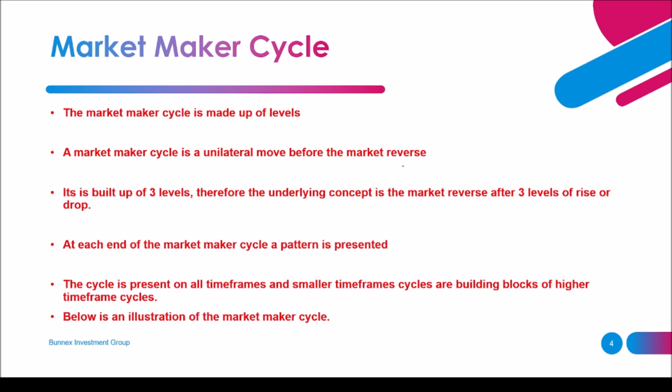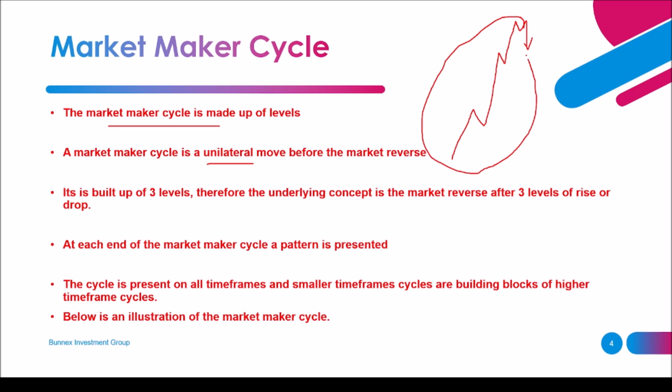So this brings us to the market maker cycle. We cannot talk about levels without talking about the market maker cycle. The market maker cycle is made up of levels. A market maker cycle is a unilateral move before the market reverses. When the market gives us one move in a particular direction with three impulses, we expect to see a reversal. So this particular phase is what we call a market maker cycle.